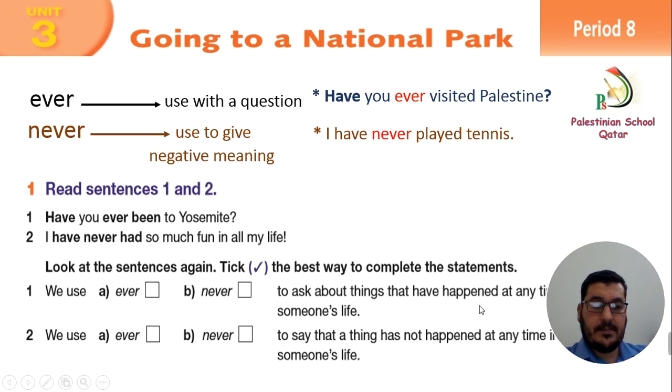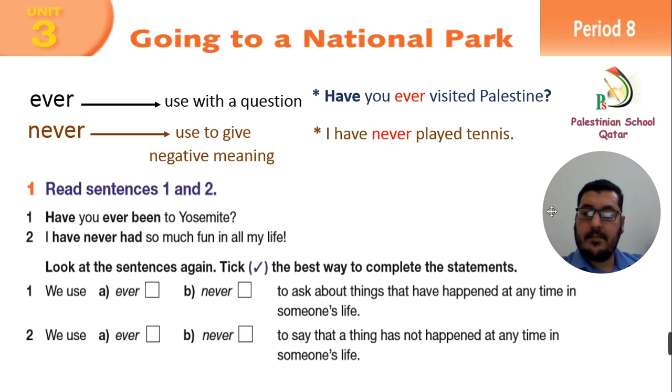We use ever or never to ask about things that have happened at any time in someone's life. When we ask, we use, of course, ever. And we use ever or never to say that a thing has not happened at any time in someone's life. Of course, we use never.